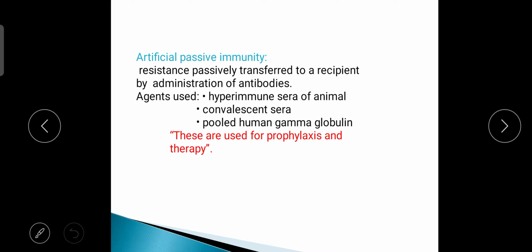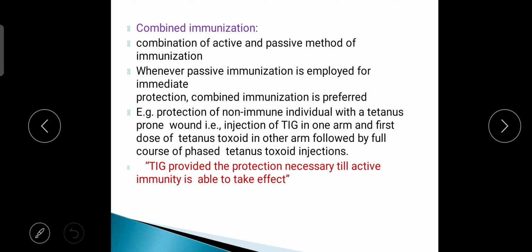Next one is artificial passive immunity. Resistance is passively transferred to a recipient by administration of antibodies. The agents used are hyperimmune sera of animal, convalescent sera, and human gamma globulin, and these are used for prophylaxis and treatment purposes. Next one is combined immunization.